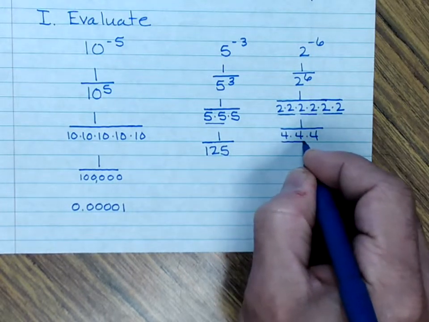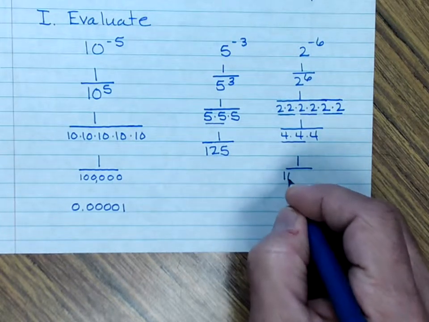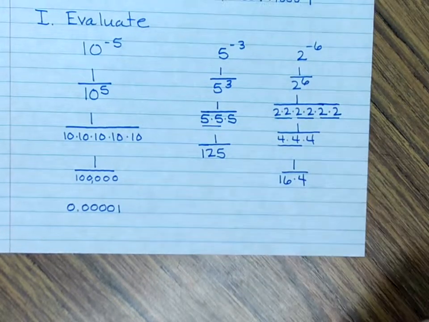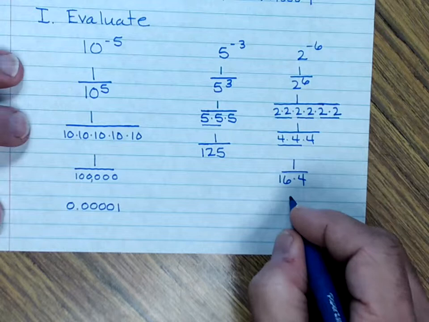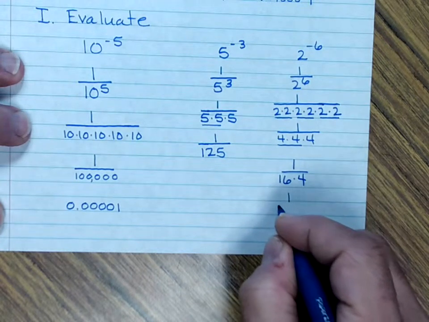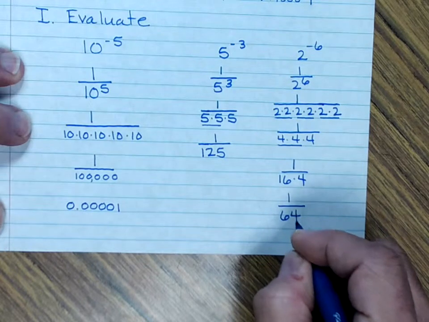Now 4 times 4 is 16. And 16 times 4 is 64. So the answer is 1/64th.